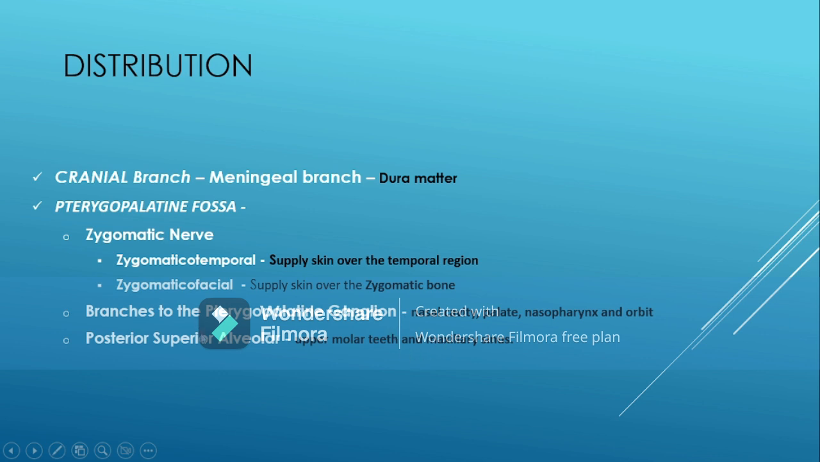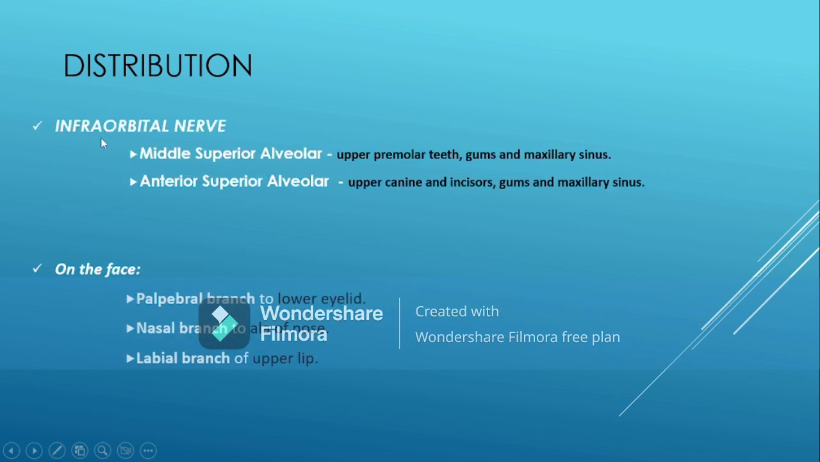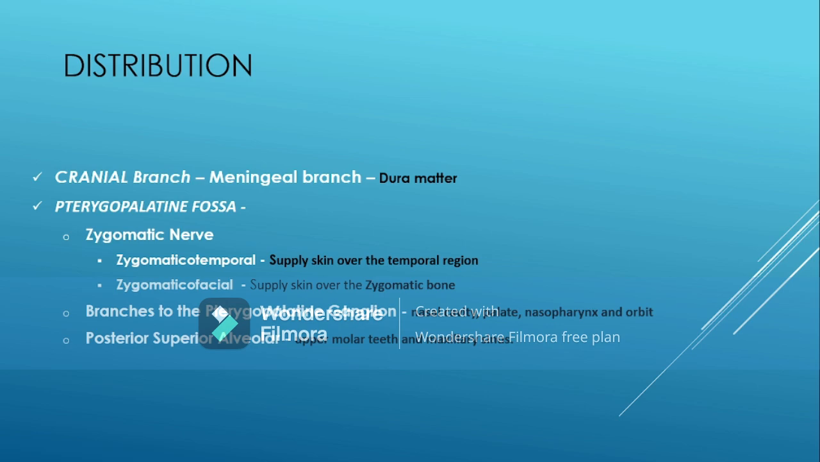In this, a point to remember is that the mesiobuccal root of the first molar is not supplied by the posterior superior alveolar. It is supplied by the middle superior alveolar. This is the exception which has to be remembered.